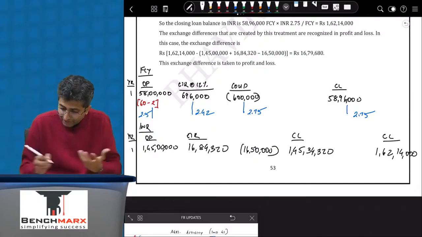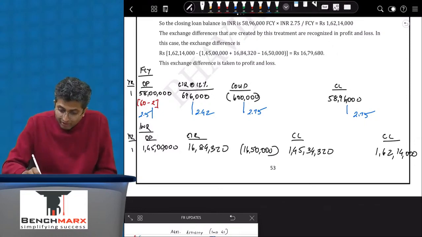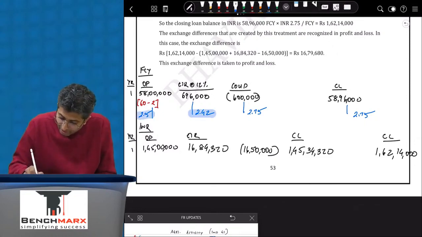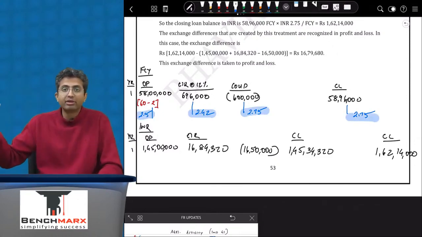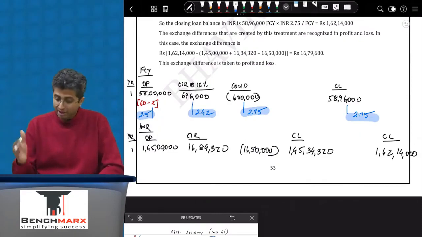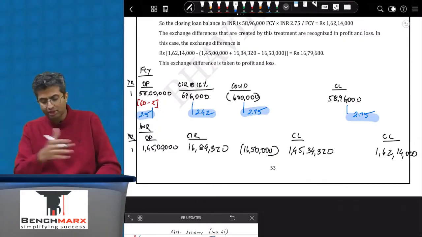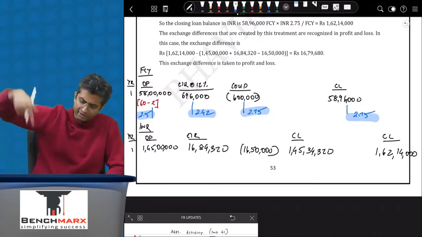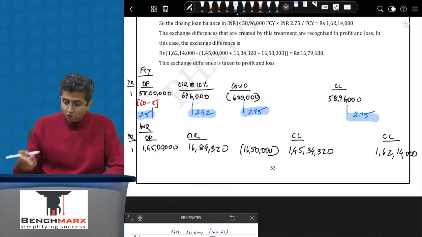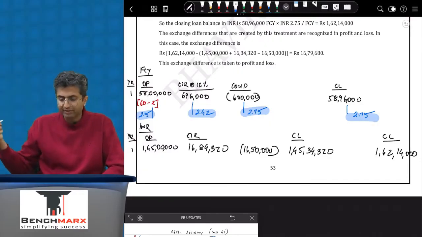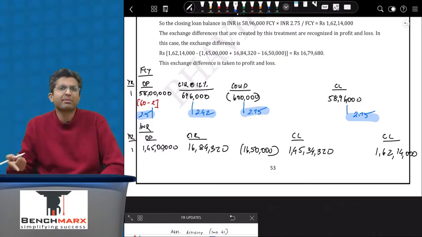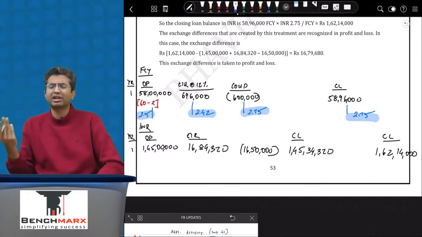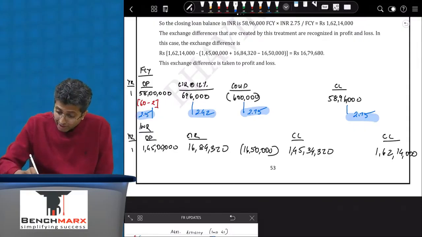And hence this difference is arising because you have converted these numbers at a different set of rates. You have not converted it at the same rate. If you want, just for academic completion, if you convert everything hypothetically at 2.5, you will find that the numbers will tally. Whatever your 58.96 into 2.5 comes to will be the same as the closing balance that you get, because you are converting everything at the same rate. Here you are converting it at a different rate.